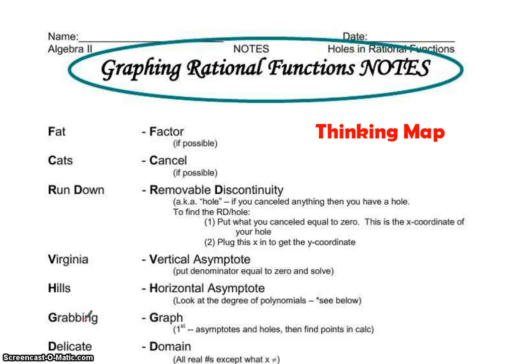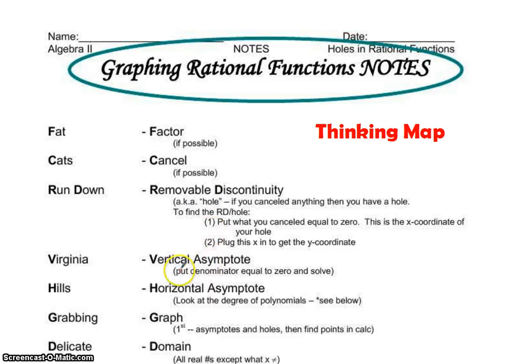So I'm giving you an orange paper. It's going to go in your notebook under thinking maps, and it's just kind of a reminder. You can look at it if you're not sure what to do first. The first thing you want to do is factor, if that's possible, anywhere. Then you want to cancel, if possible. And then you want to remove discontinuity. This is otherwise known as a hole, which is what we're studying today.